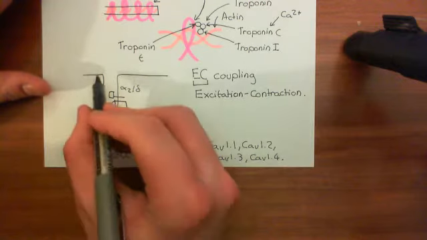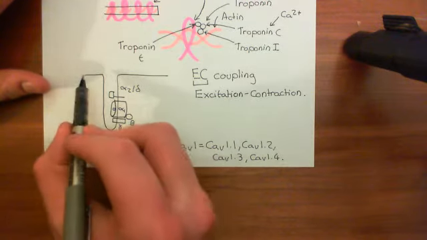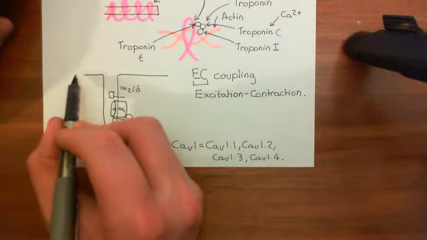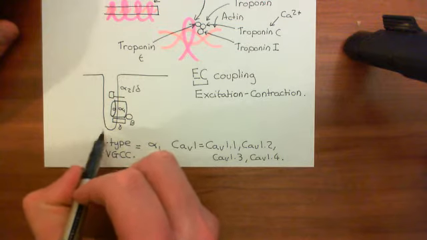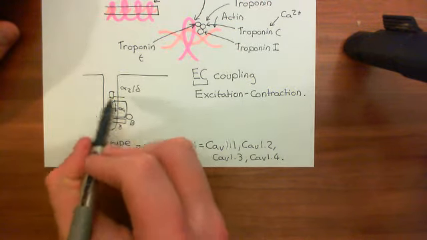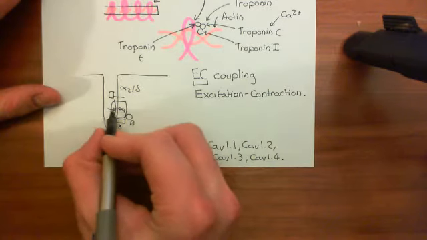Okay, so when the cardiac action potential makes its way along the T-tubule, okay, and I should just say, it'll propagate along the membrane of the cardiomyocyte, down the T-tubule, and then it will get to this L-type voltage-gated calcium channel, and it will trigger that L-type voltage-gated calcium channel to open.